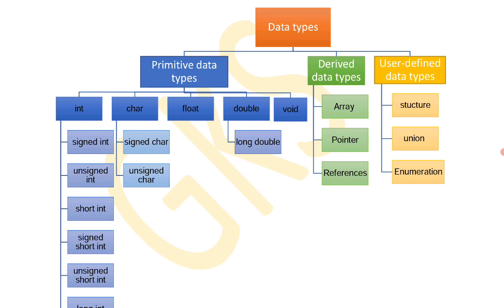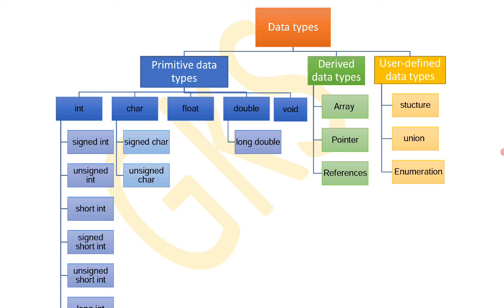Fifth one is the void data type. Void means null or no specific data type. The void data type is generally used only along with functions. All these are called primitive data types or primary data types.